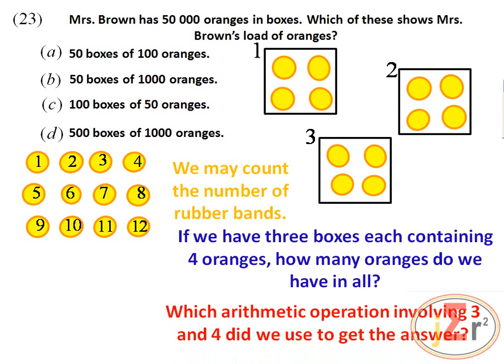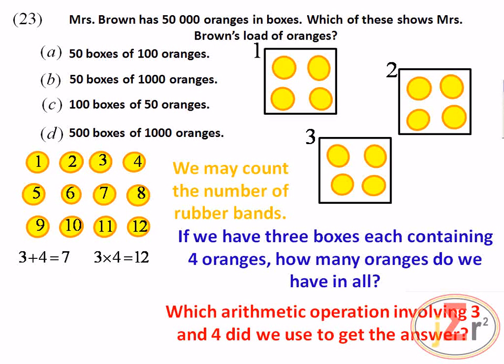Which arithmetic operation involving 3 and 4 did we use to get the answer? Multiplication. Right, so we have 3 plus 4 and that is equal to 7. And we have 3 times 4 and that is equal to 12. Right, so Jerry is saying that it is multiplication that we should use.